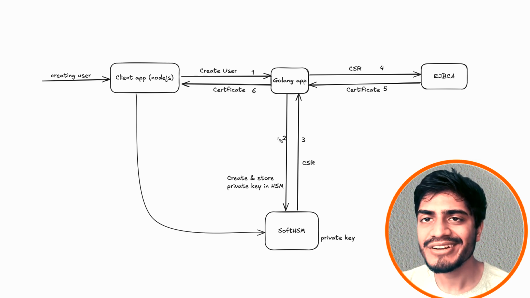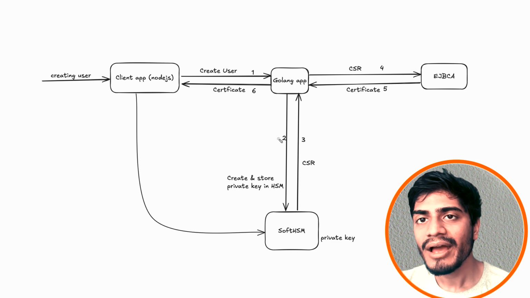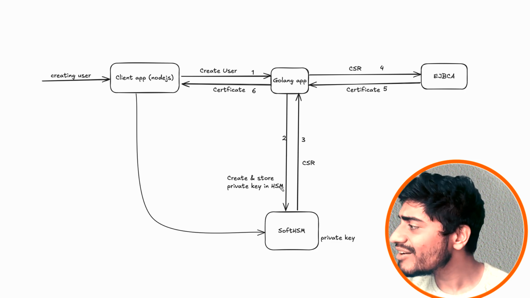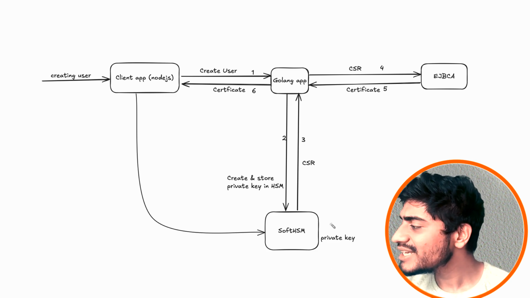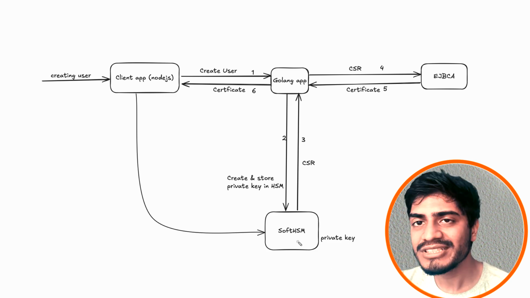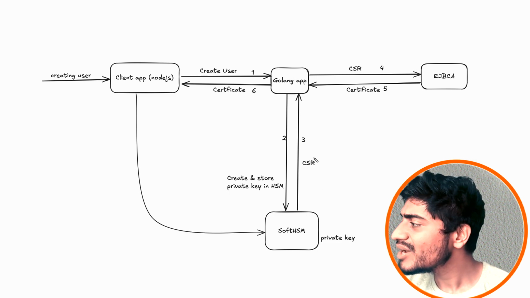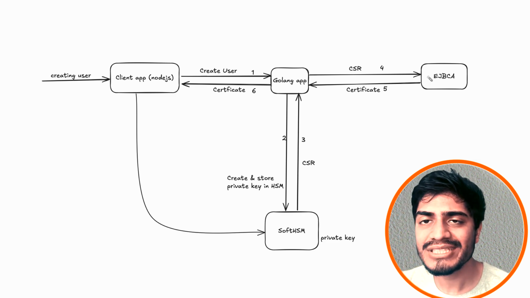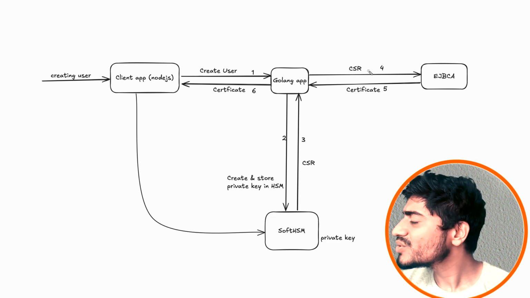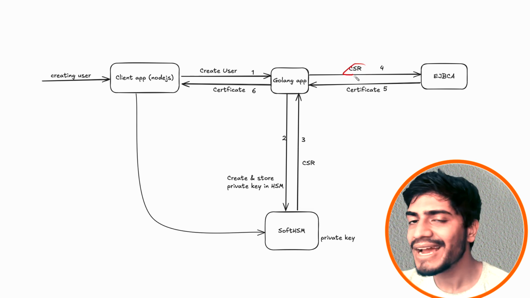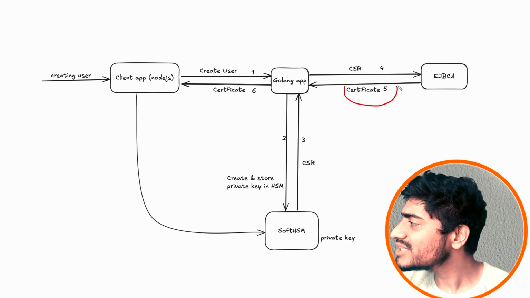So what we are doing here is generating a private and a public key, and once we have these keys available in the HSM, we create a CSR, which is a certificate signing request. The CSR is signed by the SoftHSM itself. The signing happens within the SoftHSM, and we have the signed CSR. Then the CSR is sent to EJBCA, so that EJBCA can sign that CSR and give me the certificate back. So I send the CSR, and then finally I get the certificate back.